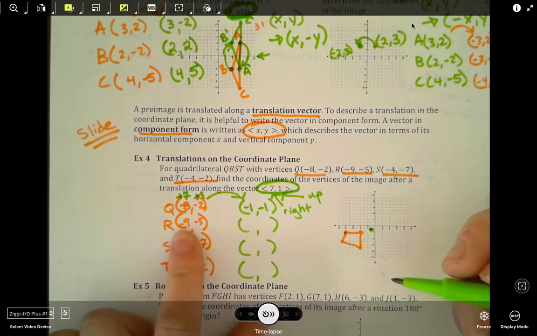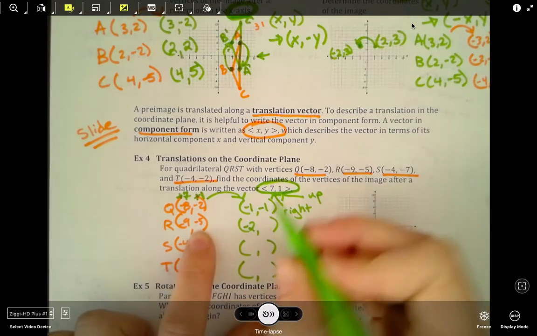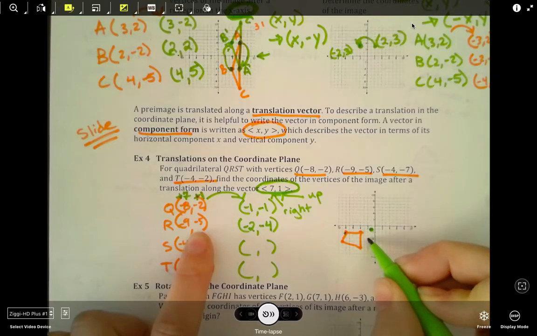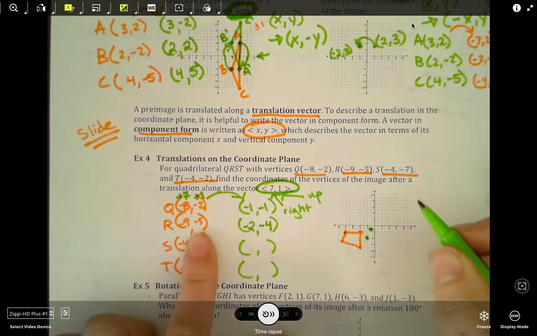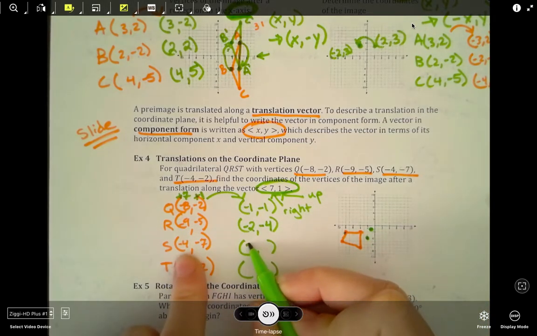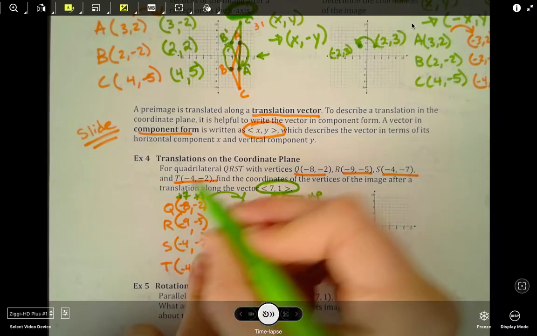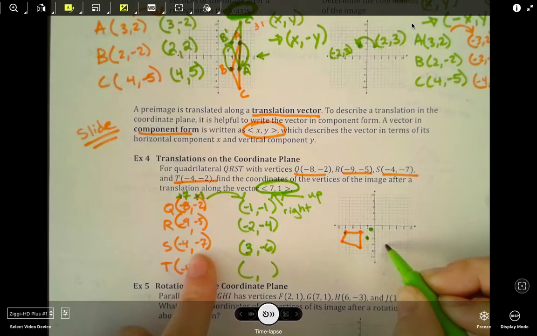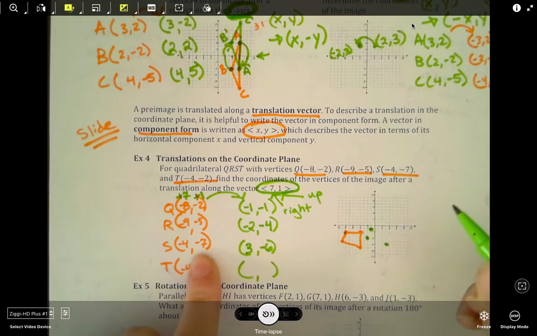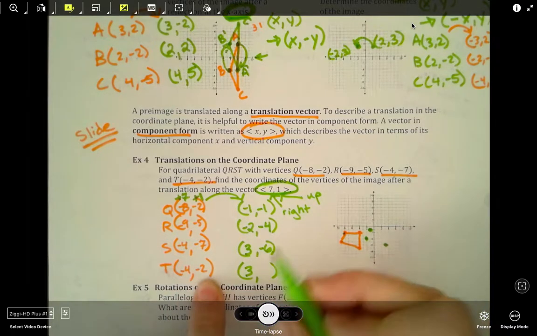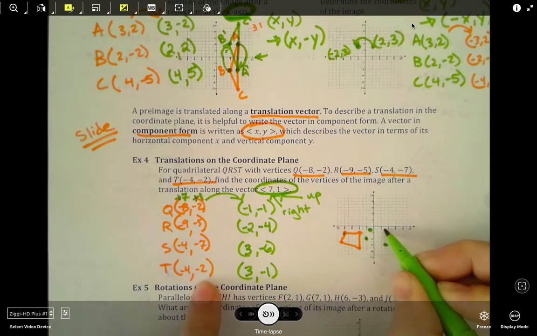Okay, down to negative 9, negative 5. Add 7 to negative 9, so negative 2 and negative 4. So (negative 2, negative 4) is this dot right there. We're going to see if he looks exactly the same as what he did before. Negative 4 plus 7, positive 3, negative 7 plus 1, negative 6. (3, negative 6). Right there. And then the last one, negative 4 plus 7 again is 3, negative 2 plus 1, negative 1. So (3, negative 1).